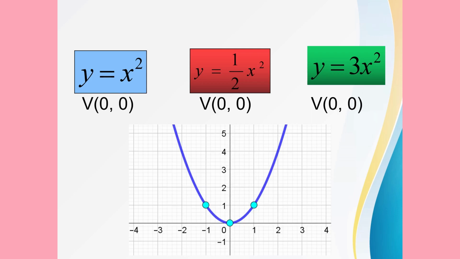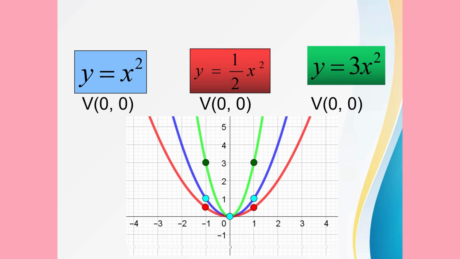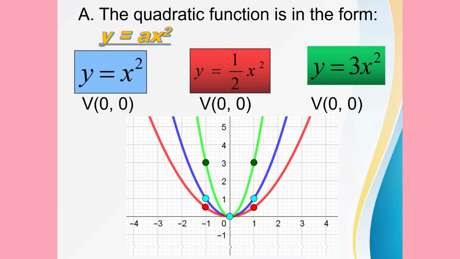So let's take a look at the graph of each quadratic function. The graph of y equals x squared, the graph of y equals 1/2 x squared is the red one, and the graph of y equals 3x squared is the green one. As you observe, the quadratic function is in the form of y equals ax squared, so only the quadratic term ax squared. If the quadratic function is in the form of y equals ax squared, the vertex is automatically at the origin or (0, 0).